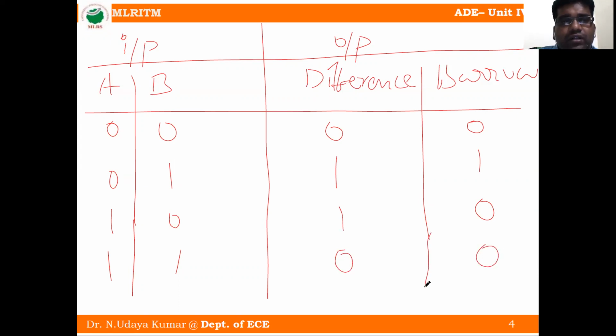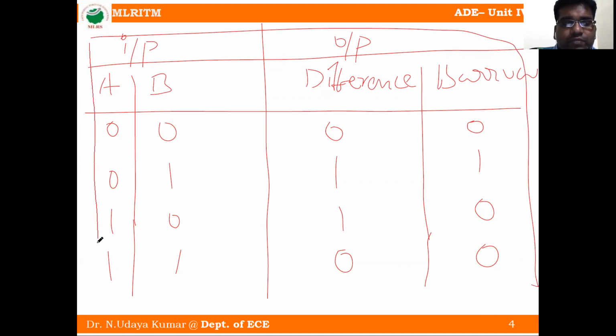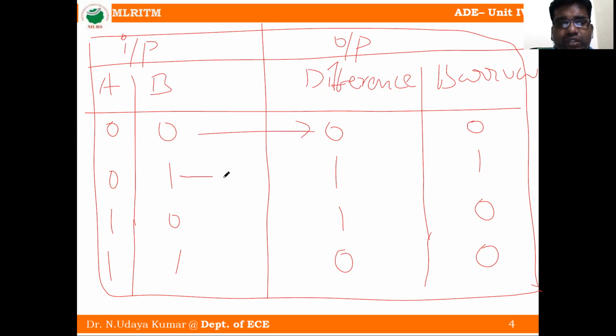So this is called half subtractor. So bit by bit subtraction: 0 minus 0 is 0 difference, 0 minus 1 is 1 with borrow, which means 1, 1 minus 0 means 1, and 1 minus 1 means 0. So this is called half subtractor.